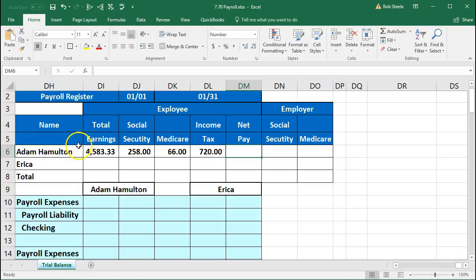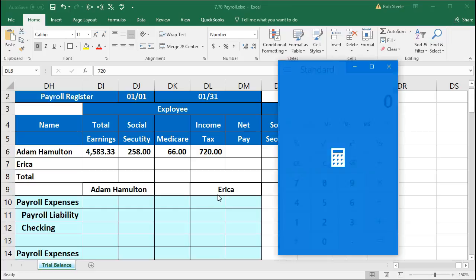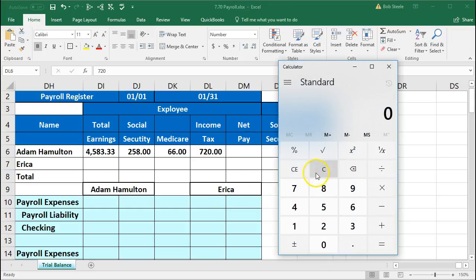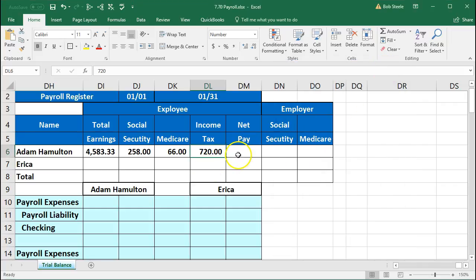Then we have the total earnings. We're going to subtract out the Social Security, Medicare, and income tax to get the amount of check that will actually be received by, in this case, Adam Hamilton. To do that, we would say we have the 4583.33 total amount earned minus Social Security of 258 minus Medicare of 66 minus the income tax of 720 gives us the $3,539.33.